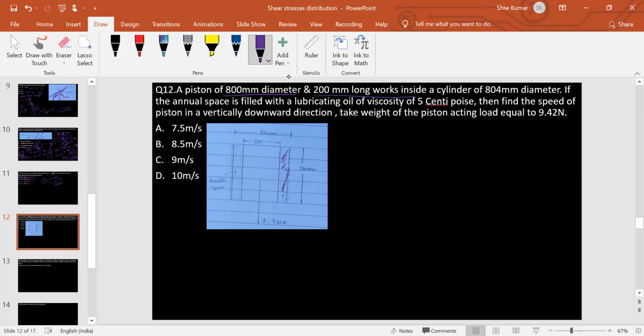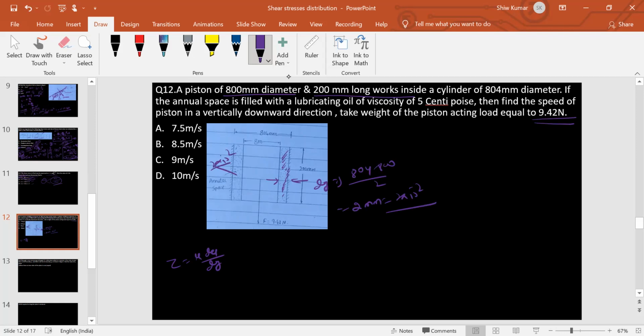Take the weight of the piston as 9.42. So I need to find out this thickness, because if you apply Newton's law of viscosity, tau is equal to mu into du by dy. So I need dy here. Dy means thickness, and to find dy, it's 804 minus 800 divided by 2. It's 2 mm, the thickness is 2 into 10 raised to minus 3 meters. This side is also 2 mm, so 2 plus 2, total 4 mm difference.